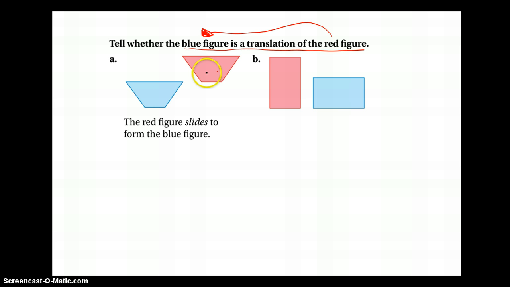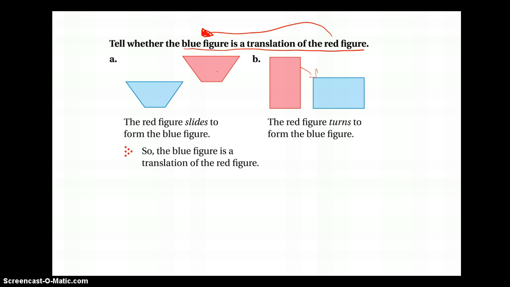It is a slide. It kept its same shape, same size, and the way it was facing. Is the blue a translation of the red? Did we slide the red to become the blue? The blue is a turn. We had to turn the red to become the blue. So the blue figure is not a translation. We'll do it later on. That's called a rotation.